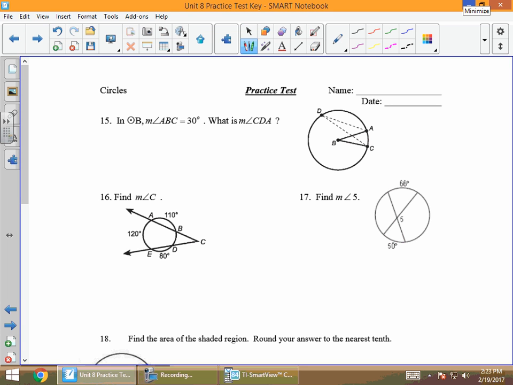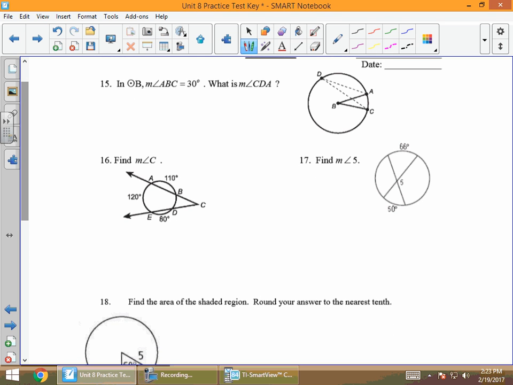And we're on to page 3 here of the practice test for circles, which is Unit 8. And we're going to start with question number 15. It says in circle B, the measure of angle ABC is 30. So that is a central angle. Central angle is 30 degrees, which means the arc is also 30 degrees.